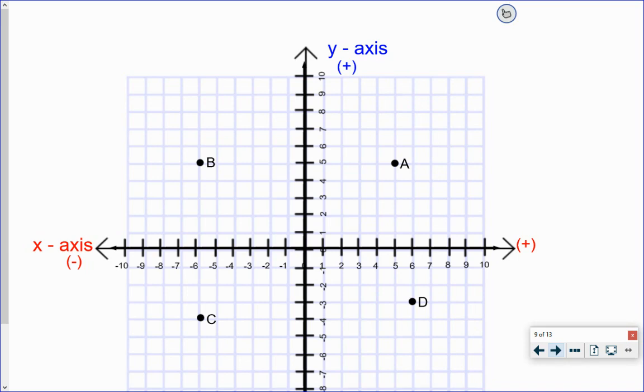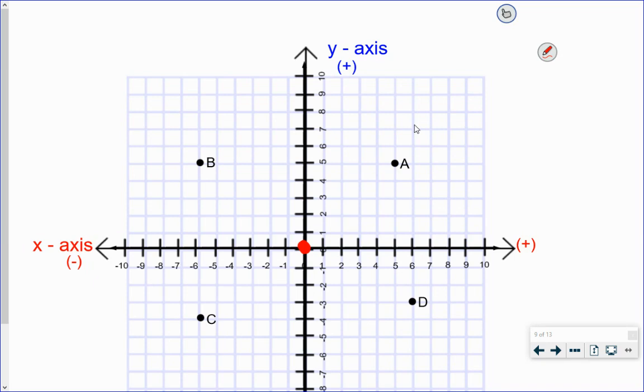Okay, so on this coordinate plane, everybody can see point A here. There's point A. Well, how do I get to point A? Well, remember, where do we always start? We always start at the origin, 0, 0. So we always start where I put that red dot. We always start there. So how do we get to A?